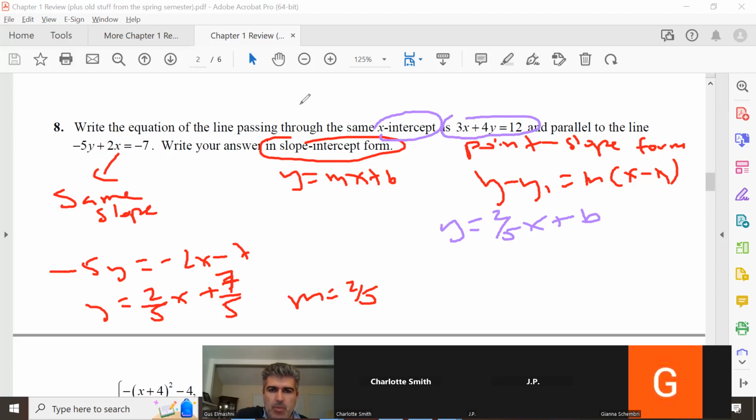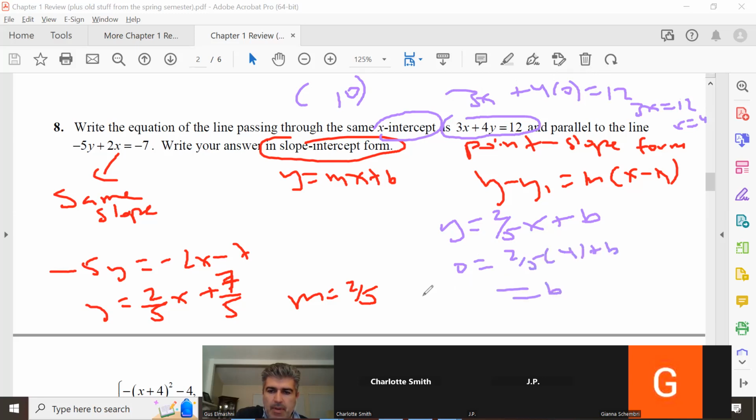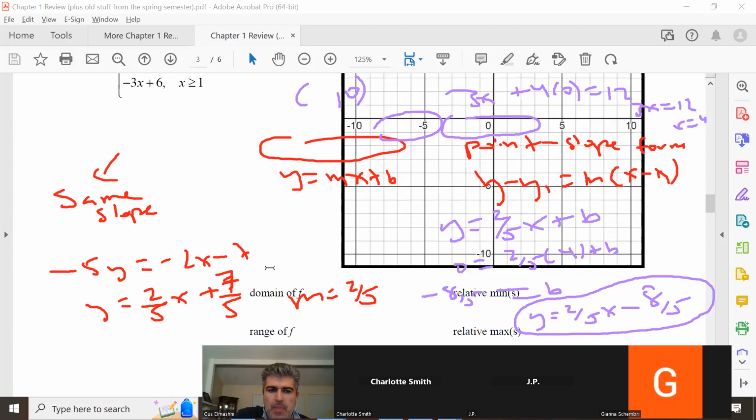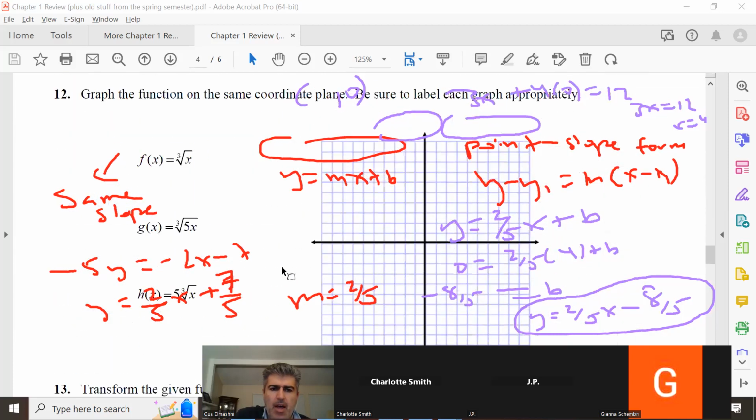Well, what's an x-intercept? That's when y is 0, right? You're on the x-axis, so y is 0. So plug in 0 for y and solve for x. 3x equals 12, x is 4. Boom. So you got to plug in 4 for x and 0 for y and solve for b. b would be negative 8/5. There you go. So your equation is y equals 2/5 x minus 8/5. Done and done. So yeah, I could ask something like that on the test. Someone asked about 12. I'm not asking this on the test to graph, so don't worry about that.